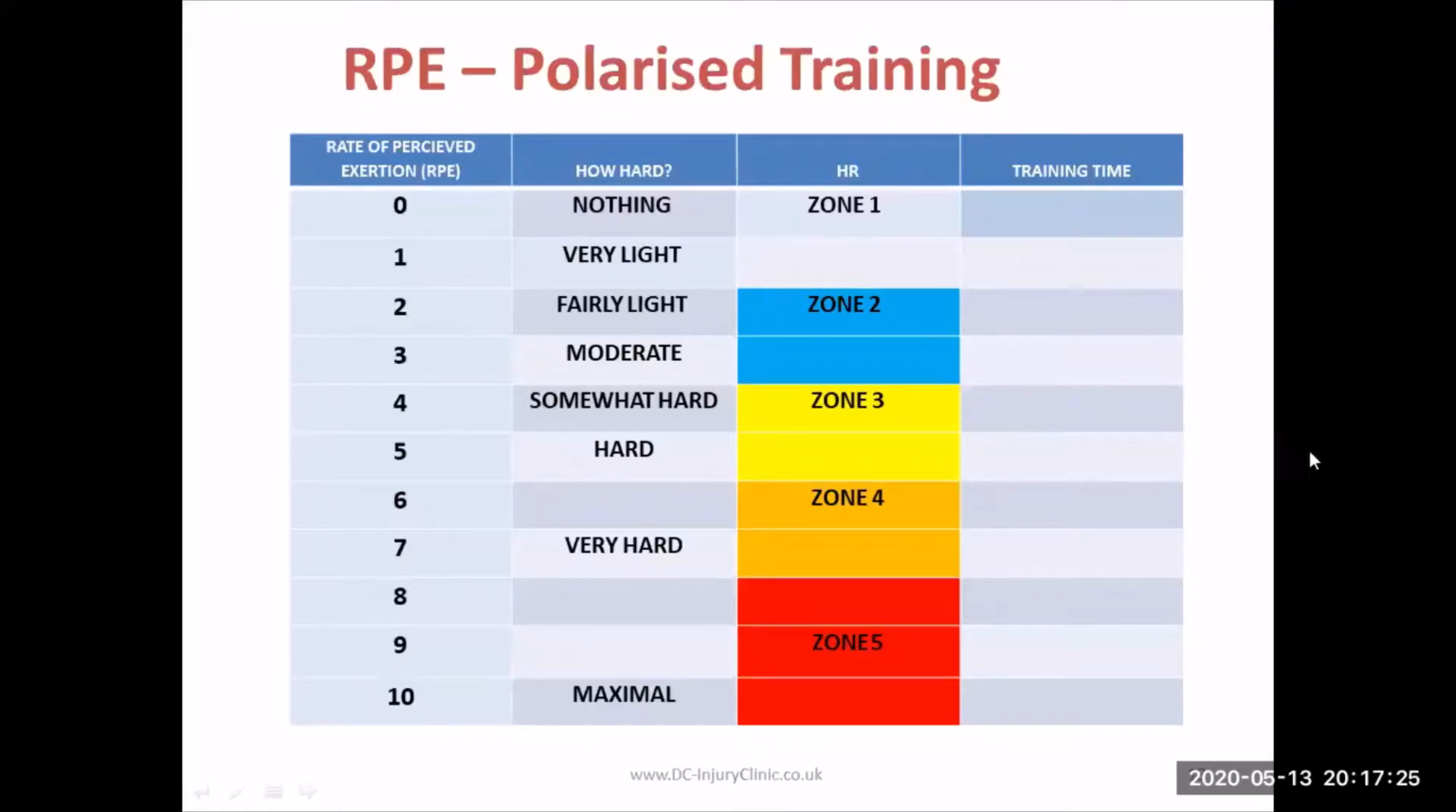Fairly straightforward and self-explanatory, I guess. 10 out of 10 is your maximal. 10 out of 10 is maximal work rate. 0, nothing.